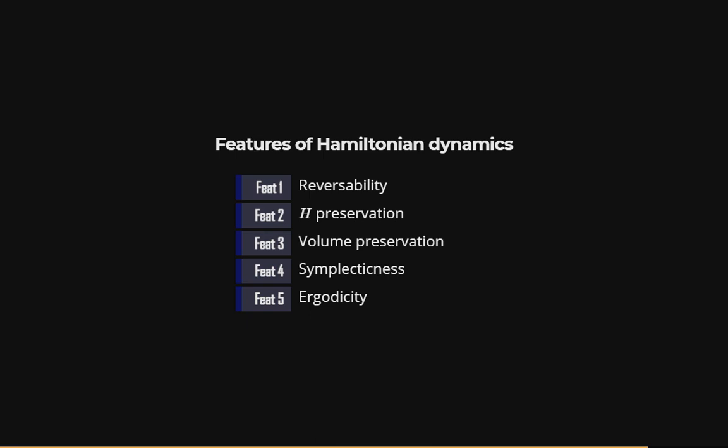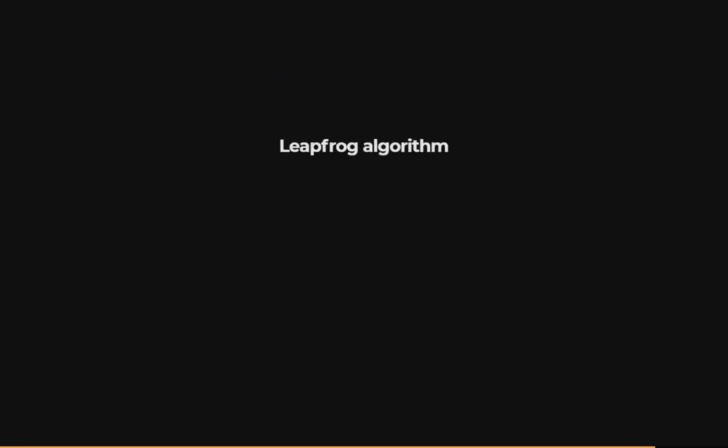And volume preservation has to do with something I won't be explaining, which is called detailed balance, which is a property of Markov chains that is needed in the Markov chain Monte Carlo. Now, this is an interesting aspect.